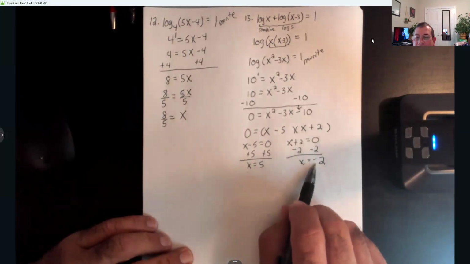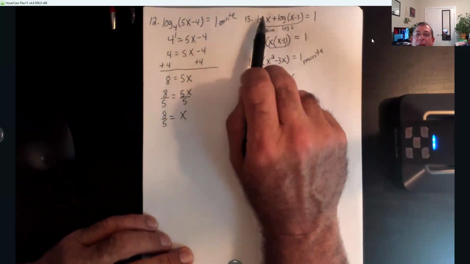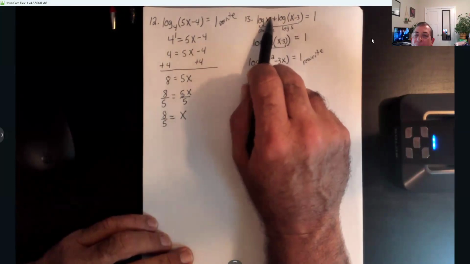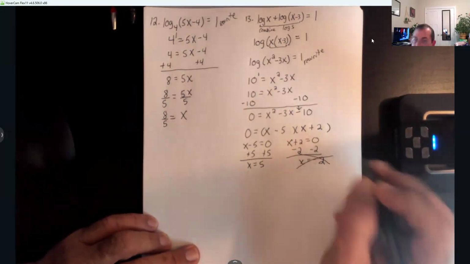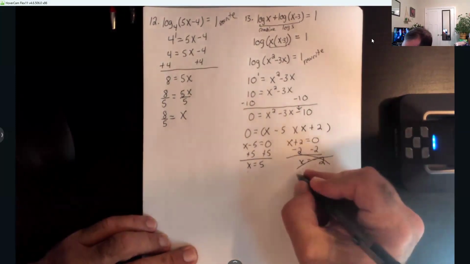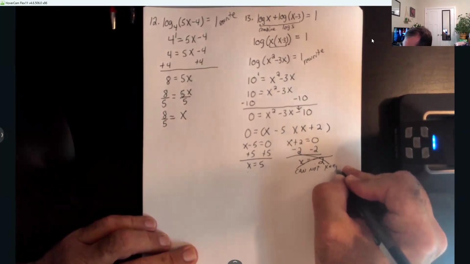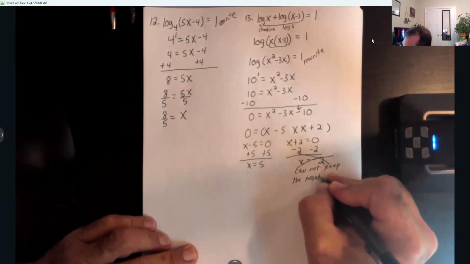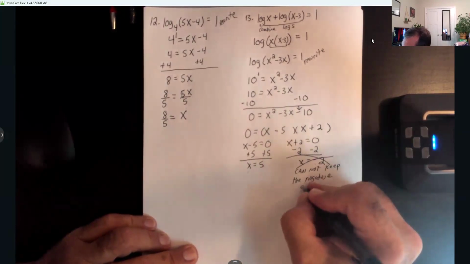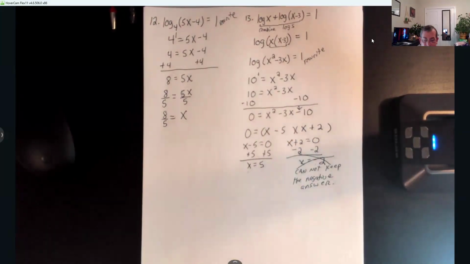Y'all cannot take that -2 because if you plug that -2 in for that x, log of -2 does not exist. So we cannot keep the negative number. So cannot keep the negative answer. Okay.